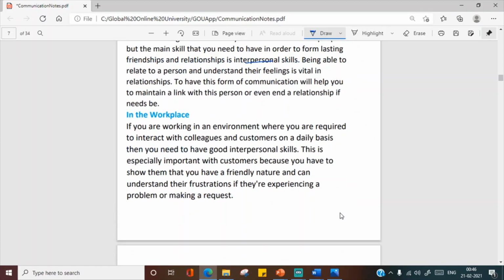In a workplace you should have interpersonal skills, because you have to deal with customers or your boss. In this situation you should have those particular skills to convince the other person or put your thoughts in front of the other person.